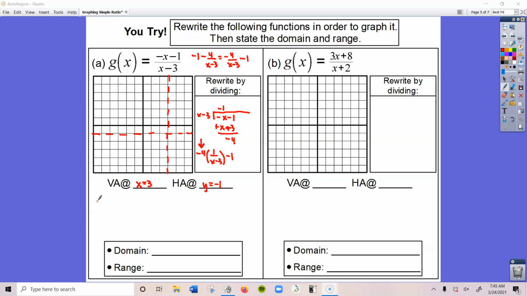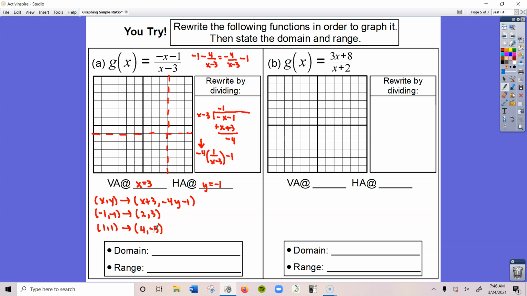Now we're going to create our transformation rules. According to my function here, the rule for the x would be x plus 3. And the rule for the y's would be negative 4y minus 1. Now we plug in those reference points. When we plug in negative 1, negative 1 plus 3 is 2. Negative 4 times negative 1 is 4. Minus 1 is 3. And when we plug in 1, 1 plus 3 is 4. Negative 4 times 1 is negative 4. Minus 1 is negative 5.